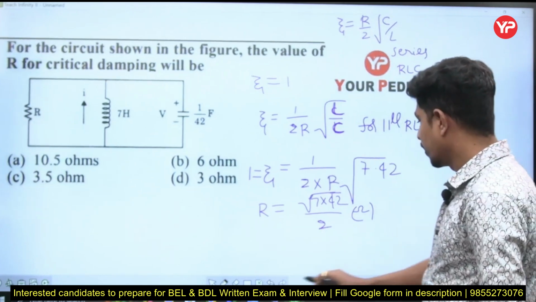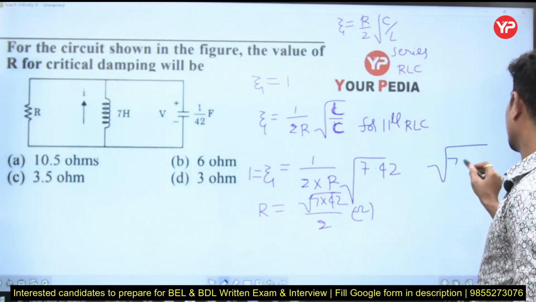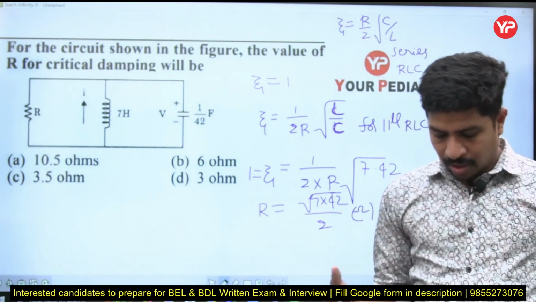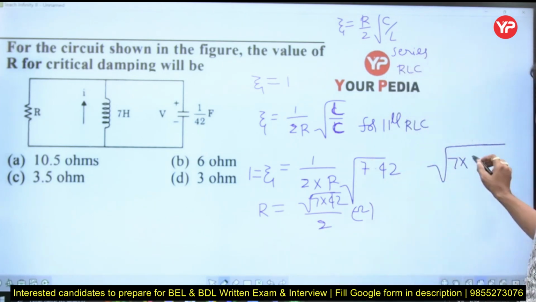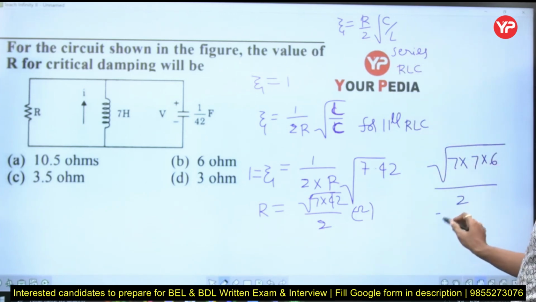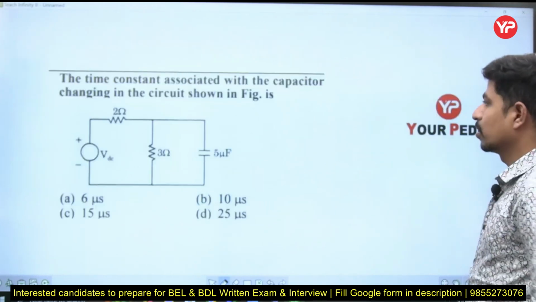Let me do it here. Under root of 7 into 42. 42 can be written as 7 into 6, divided by 2. So root 7 times 7, that is 7 into root 6, which means root 3 into root 2, by 2. So the root 2 will get cancelled, giving 7 into root 3 by root 2. If you solve, you will get it. That's not a big question, right?